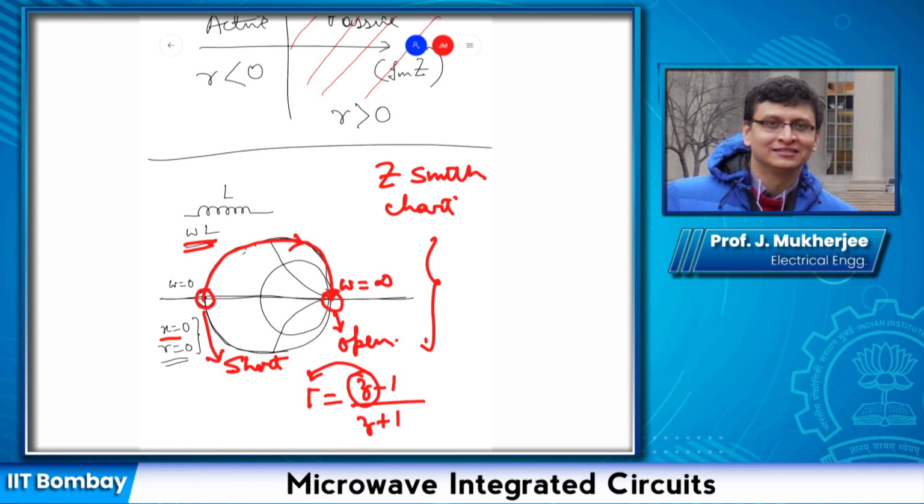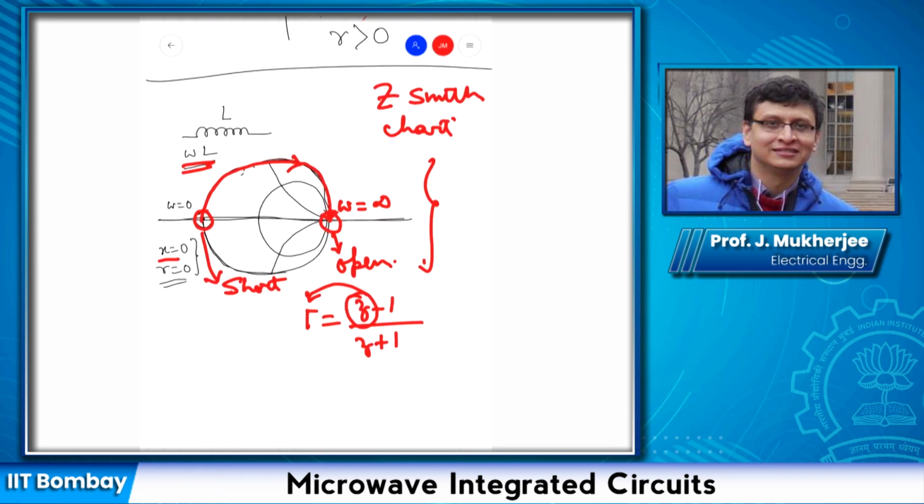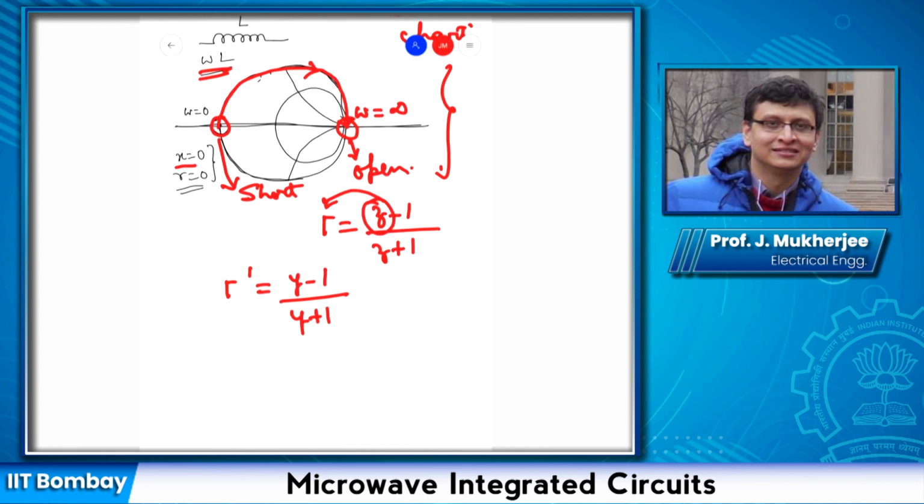But as we shall see, Y Smith charts are also possible. That is, we can have another type of Smith chart. It's called a gamma dash, where our starting point is the normalized admittance instead of the normalized impedance. Okay, so fine. Now let us see what happens if we have a series capacitor.